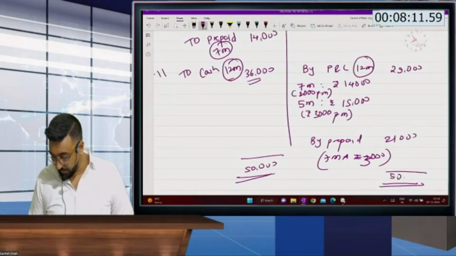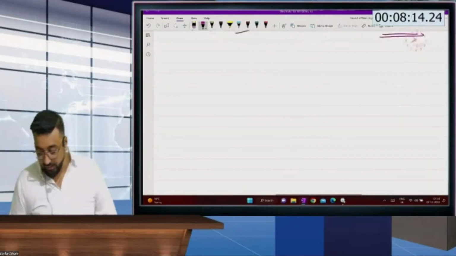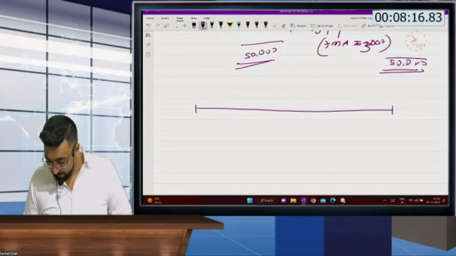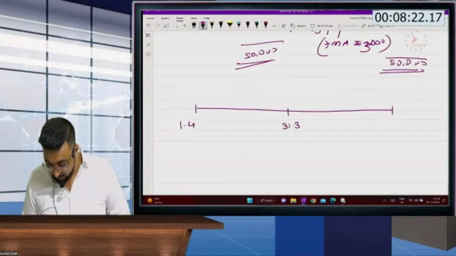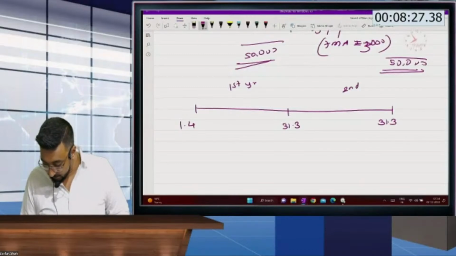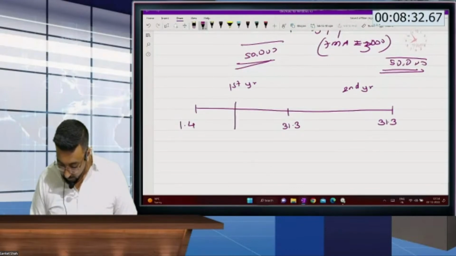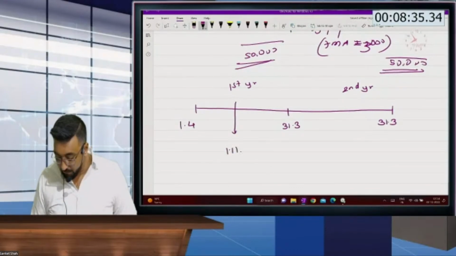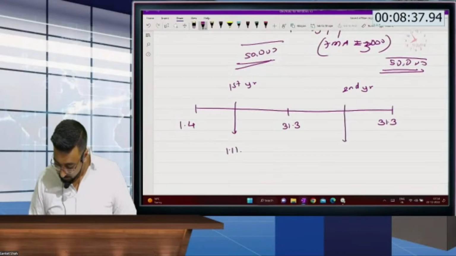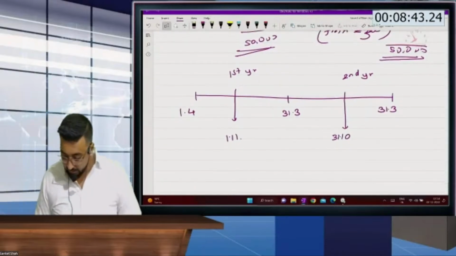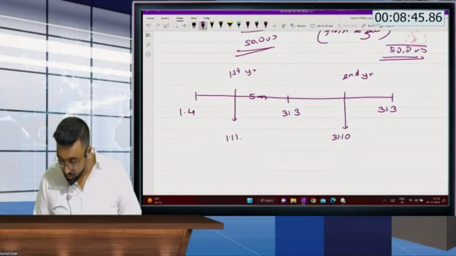50,000, 50,000. I will draw the line for you, beta, diagram. See, your first year starts from 1st April up to 31st March. This is first year. And second year up to 31st March. Now your premium 1st November to 31st October. This is a premium. Correct? So this belongs to 5 months and this is 7 months.